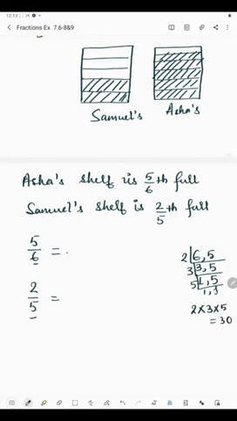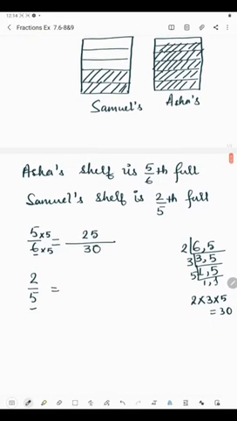So what should you multiply to get 30? Because we will have to make the denominator 30. So here we will multiply by 5. 5 to be multiplied to 6 to get 30. So the same number to be multiplied to the numerator. So it's 5 5s are 25. Similarly, here also we will have to make 30. What should be multiplied to 5 to get 30? It's 6. So the same number to be multiplied to the numerator. So it's 2 6s are 12. Now we have the same denominator, so we can compare these two.